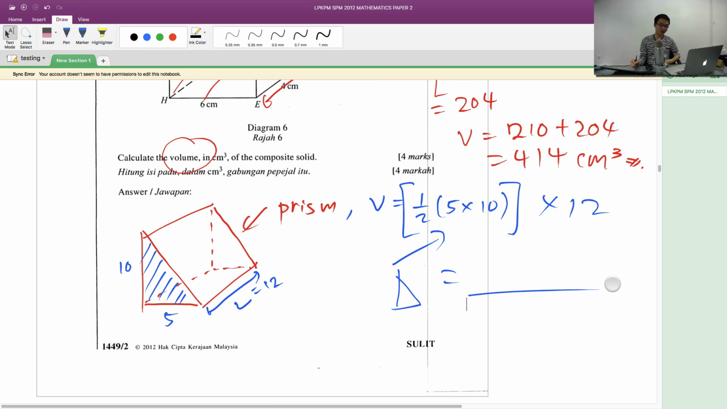Is it every cross-section area? Yes, if they call it a prism, it must have the cross-section area. And then you just need to find one of it. Definitely you are not finding both. You need to find one of it and then multiply the length. Can you understand? Yes or no? I hope you understand. Actually, it's quite simple. You just find one of the areas and then you multiply the length.